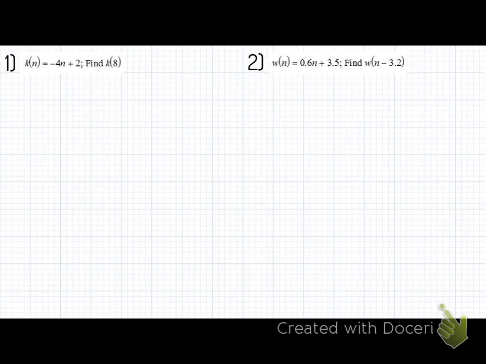Okay, so I want to identify what's the variable. The variable's n. So wherever I see n, I'm going to put 8 in. Okay, pencils down, eyes up here. I don't need you to write. Don't worry, I'm going to give you plenty of time to write.